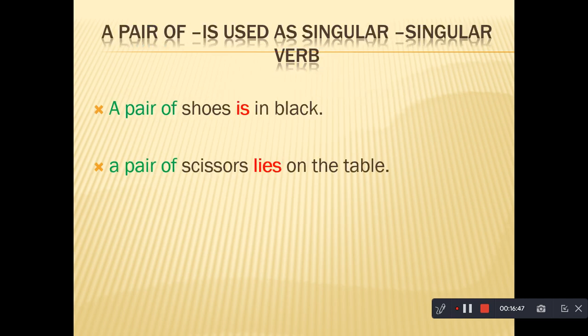Here, a pair of shoes is black. A pair of means two things called a pair. A pair of shoes means two shoes called a pair. So, two shoes called a single unit is a pair, and we use the singular auxiliary "is" in the sentence.